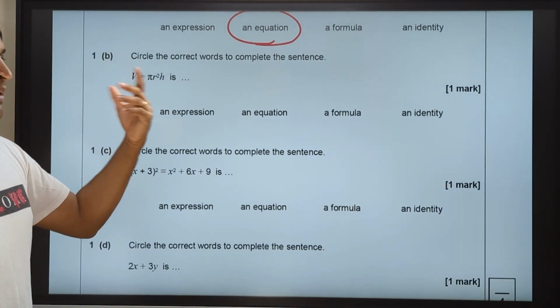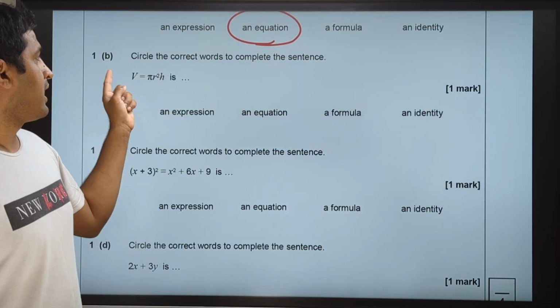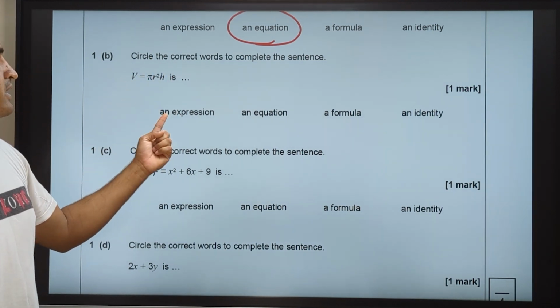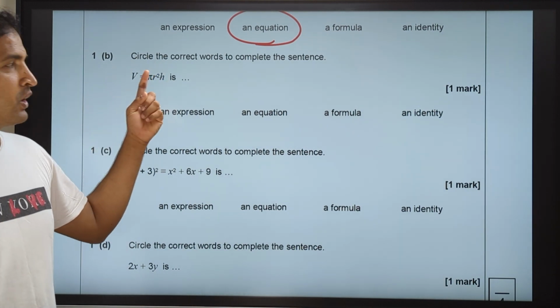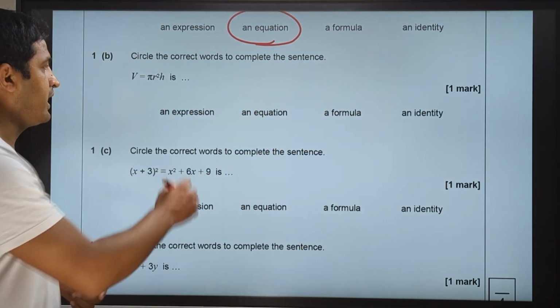Again, similar things. From my explanation, what you would have got is this one here. What is that? It's not expression because there's an equal sign. It's not equation. Why? Because there's more than one unknown. It's a formula. That's right.